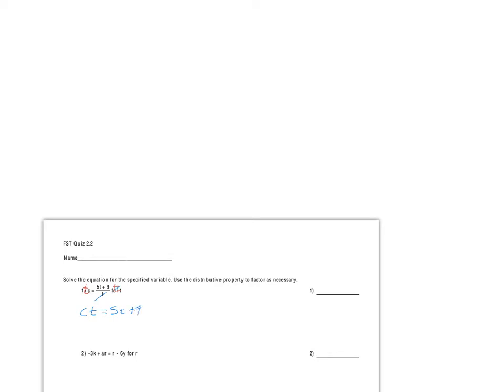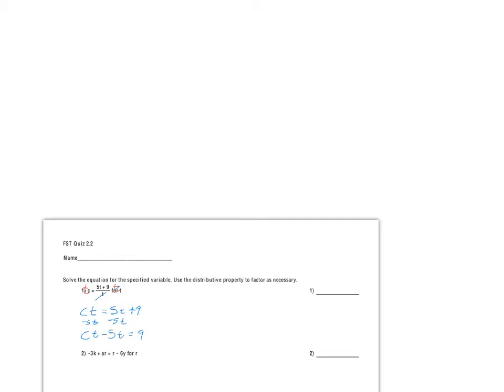So now we still have a bit of an issue because we have t's in two separate terms, so we want to get those on the same side of the equation. Since the 9 is the only term that does not have a t in it, we would want to have the 9 be the only term on the right. So we'll subtract the 5t from both sides. So we get ct minus 5t equals 9.